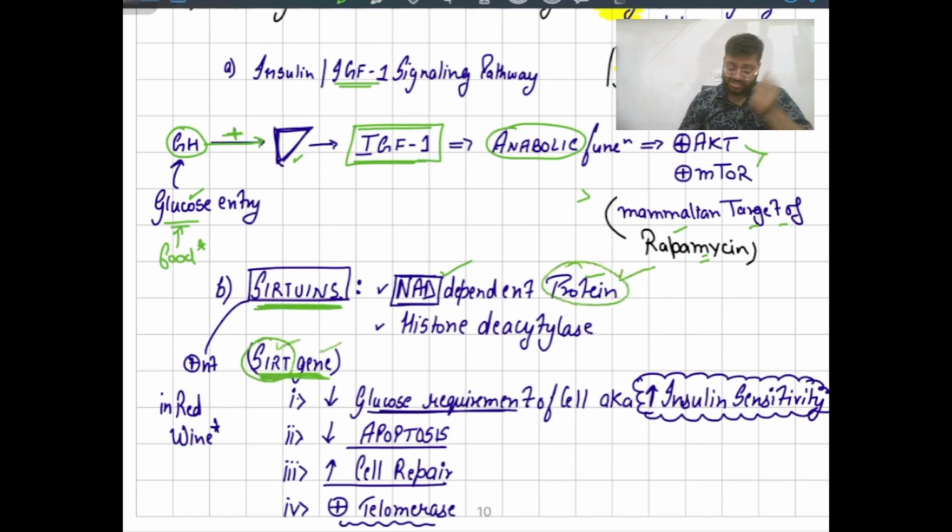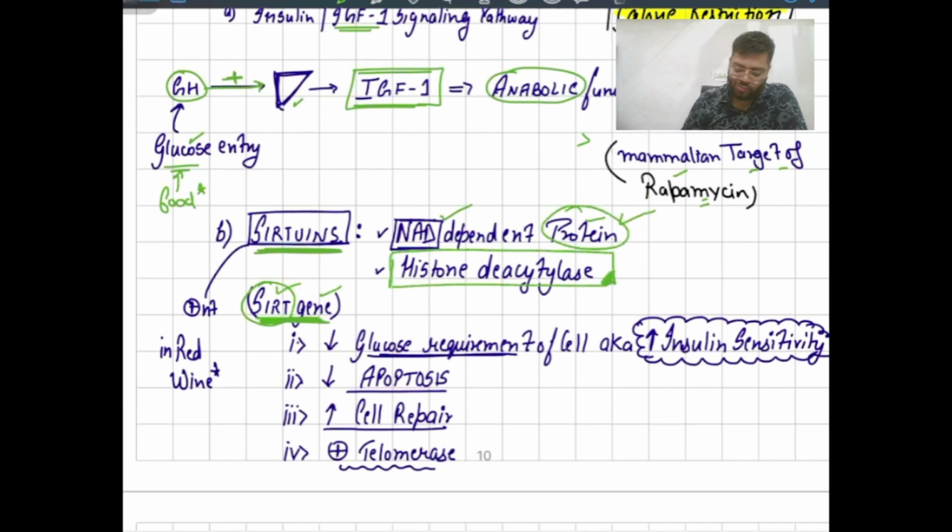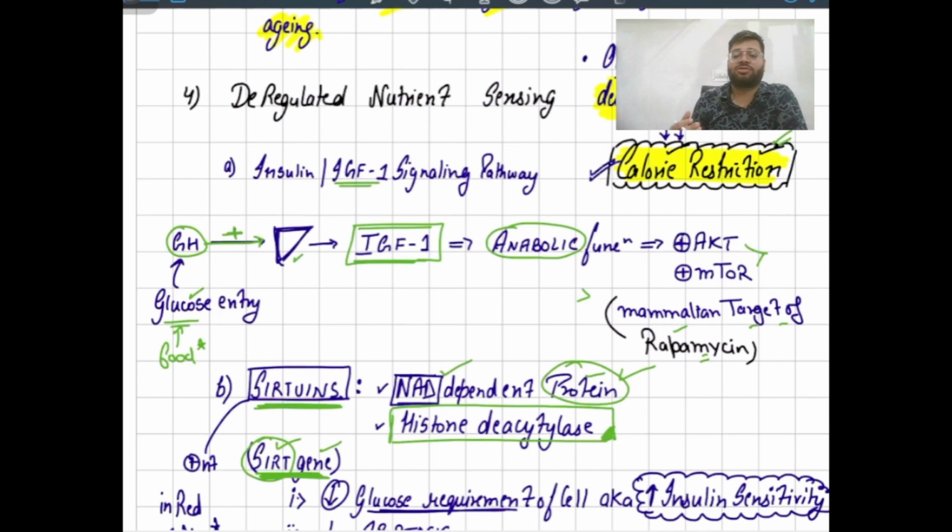What is the enzymatic activity this protein does? What is its function? It is histone deacetylation. That is histone deacetylase, which means it works on deacetylating histone. Histone is a part of DNA, so it works at the chromatin level. Ultimately it decreases the glucose requirement. That is equivalent to calorie restriction. So sirtuins are a potential candidate for decreasing cellular aging.